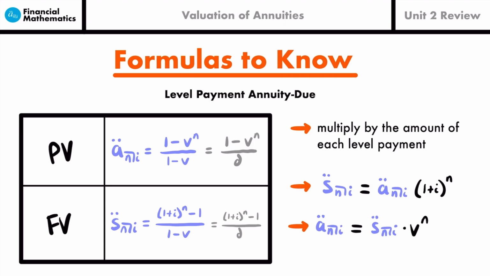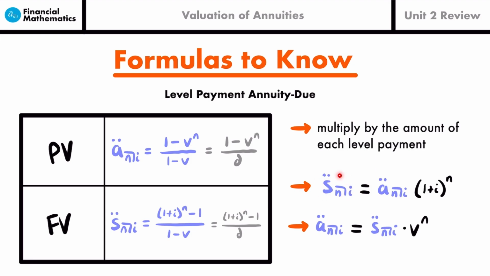Okay, and if I didn't mention it, n of course is still the number of payments. That really doesn't change. n always represents the number of payments or the number of periods that you are working with. Okay, and then we have these relationships down here. They should look very familiar. It's basically the same thing we talked about with level payment annuity immediates.